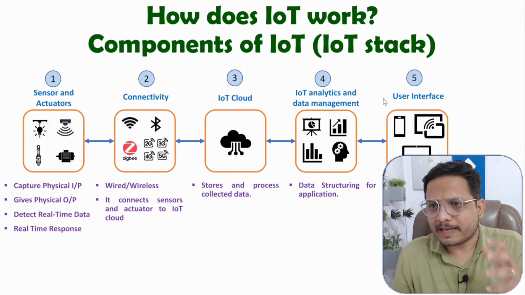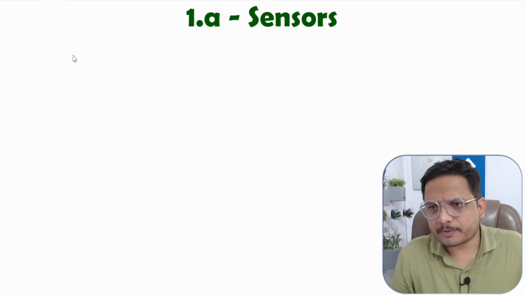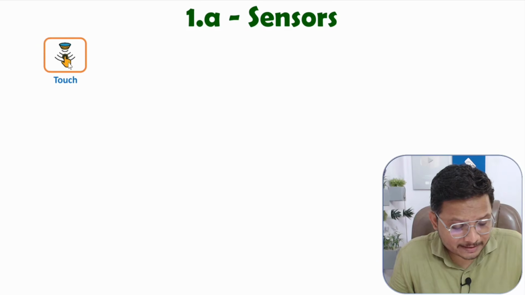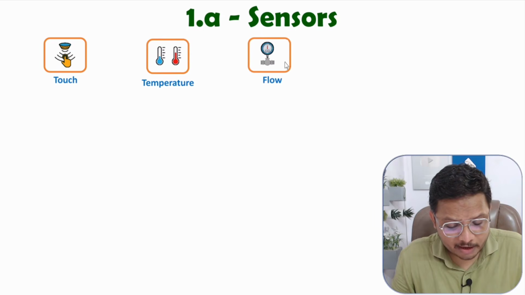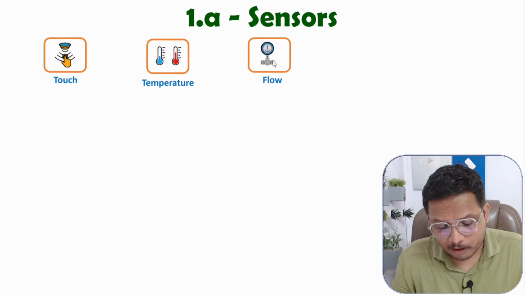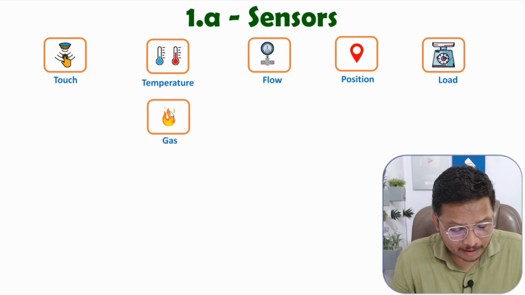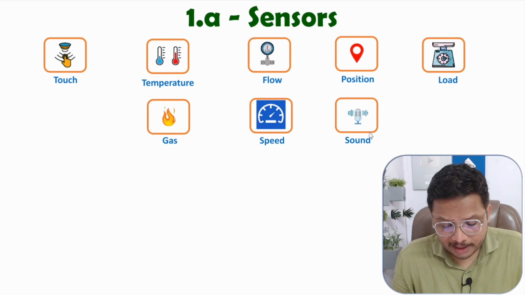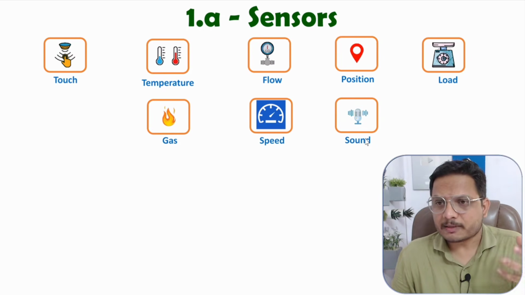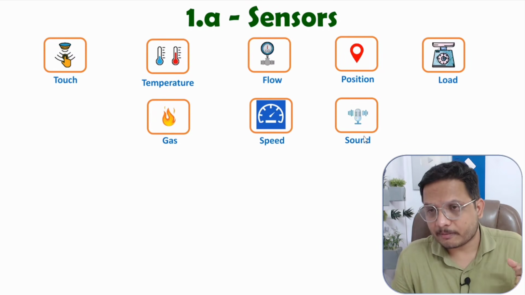So let us first see how sensors and actuators are there. To understand sensors, let me give you some examples. We can have a touch sensor to identify touch. We can have a temperature sensor for measurement of temperature. We can have a flow sensor to understand the flow of fluid or gas. We can have a position sensor to identify the location. We can have a load sensor for measurement of weight. We can have a gas sensor for identification of gas leakage. We can have a speed sensor to identify speed. And we can have a sound sensor to identify sound, right? So that is how we have a variety of sensors to measure physical entities.